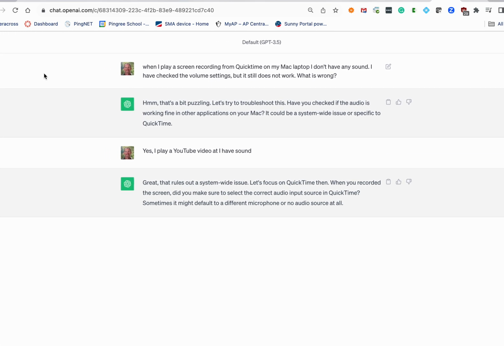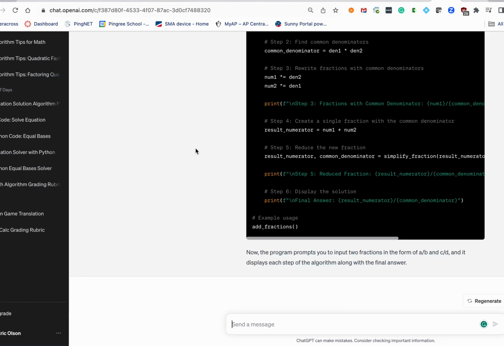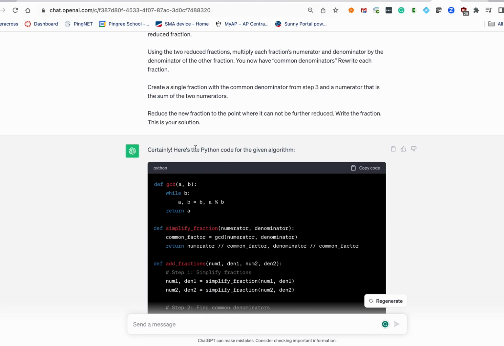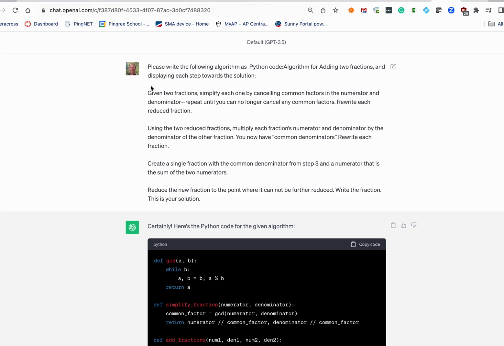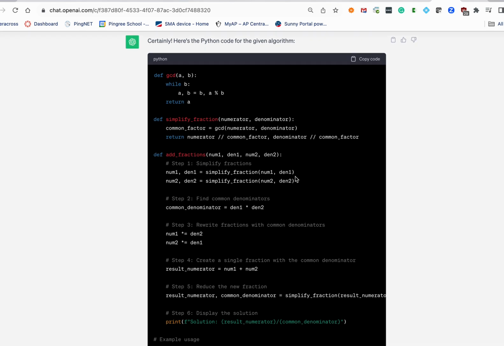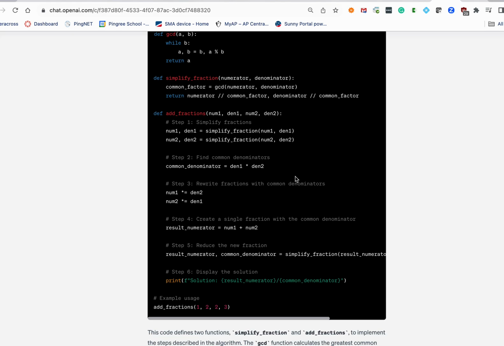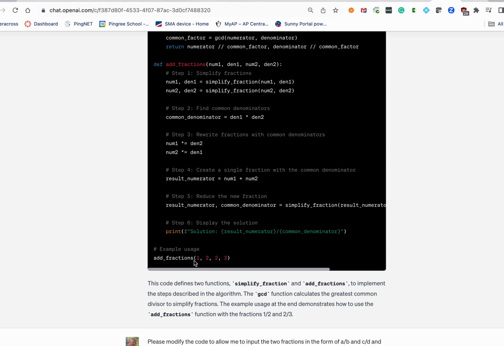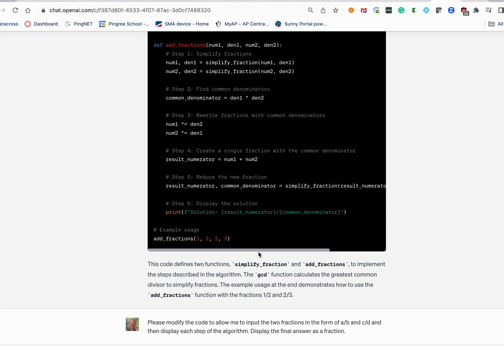I have got a fraction finding chat here. It says, please write the following algorithm as Python code. And then it just says algorithm for adding two fractions, displaying each step. So there it is. Those are the steps. Here is the Python code that I was given. When I ran it, it didn't ask me for numbers to represent the fraction. It just did it, and it chose as its example these numbers down here. So I had clearly not thought through my instructions to the computer about inputting and outputting.